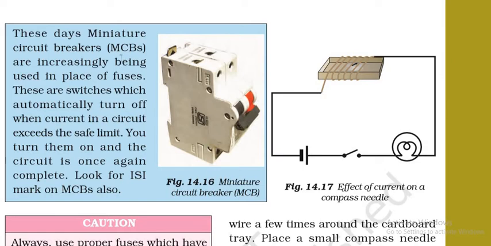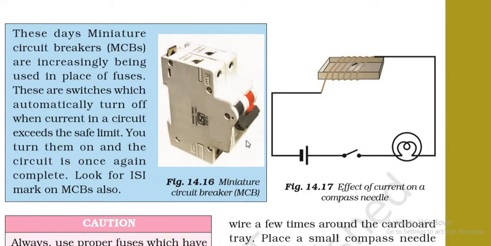Now MCBs are miniature circuit breakers. This is an MCB. You must have seen it at your home, in your air conditioners or in your main power supply area. Whenever excessive current flows, this MCB will automatically turn off, right? When it turns off, you just have to put it back in the on position for it to work again. Unlike the fuse, where we had to replace the entire fuse, here you just need to put it in the on position, and that is it, right? So this is how an MCB works.